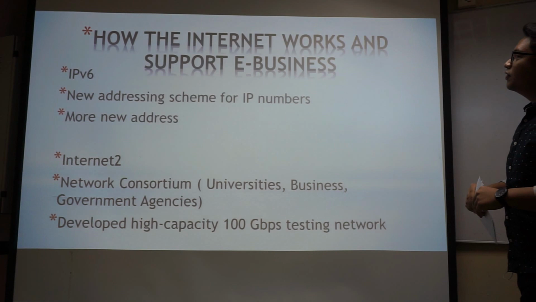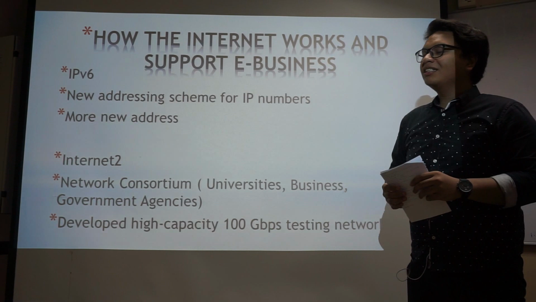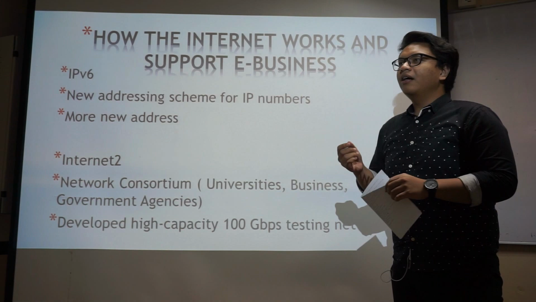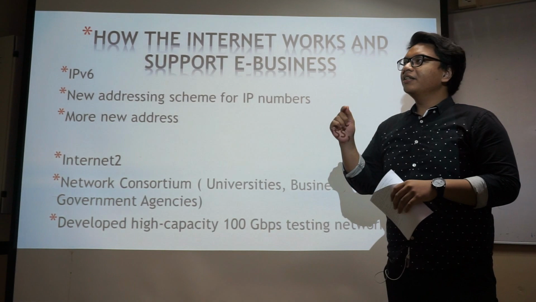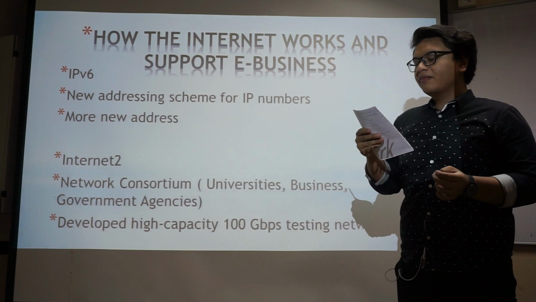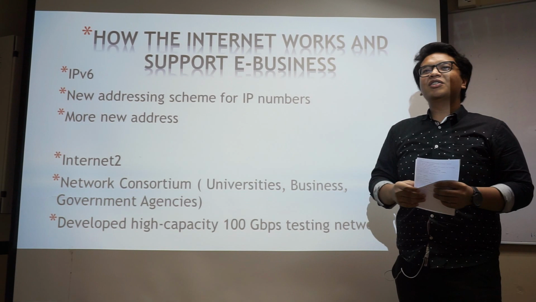So this is actually the difference between IPv6 and Internet 2. IPv6 is a new addressing scheme for IP numbers. As we all know, every device that uses the internet has its own IP address, which serves more like a zip code or address. Due to the increasing number of internet users, they updated IPv4 to IPv6. Internet 2 is a network consortium. This is for education purposes, where all the research journals are stored. It's more like an e-library. So next.